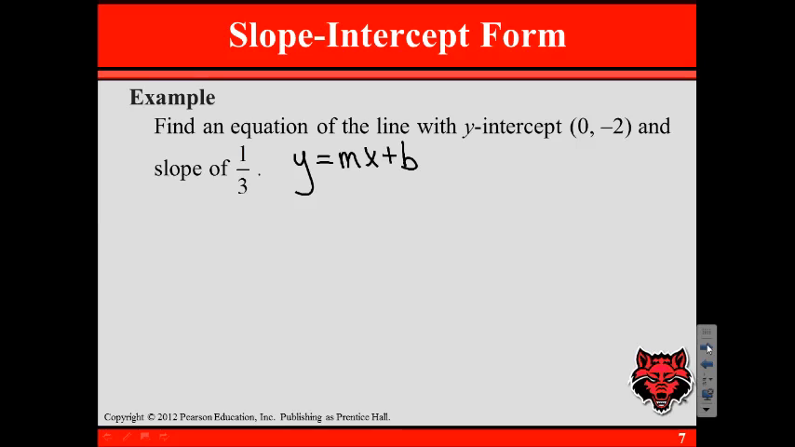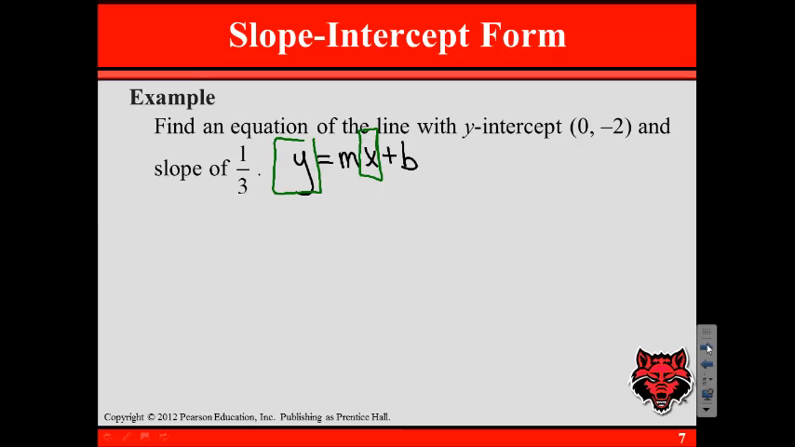Now, when we are asked to find an equation, we are not trying to fill in the values y or x. The values y, x should remain variables for our answer. However, m should be a number, b should be a number. So we need to figure out what those numbers are.